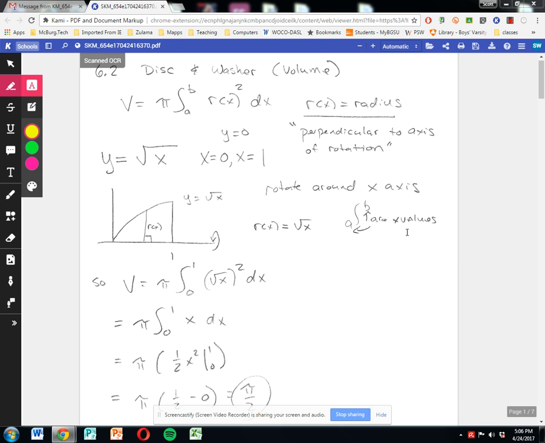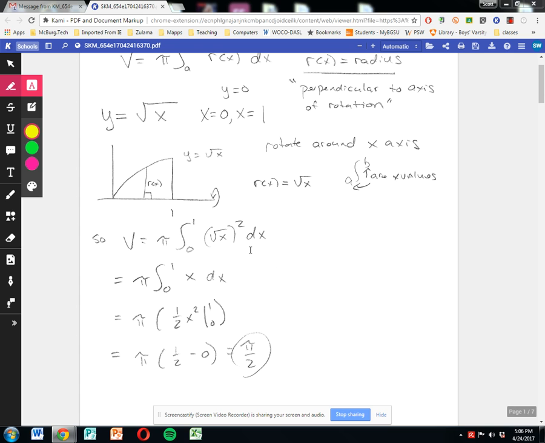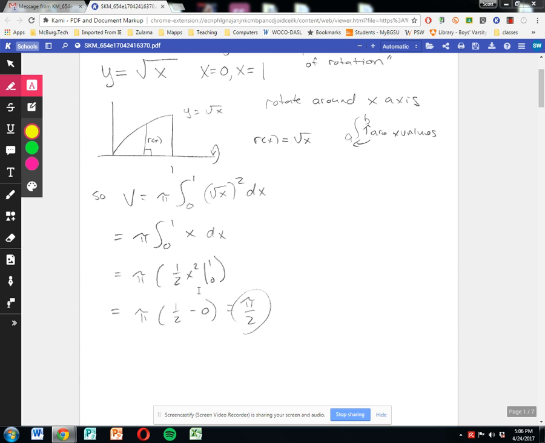A and B are both going to be x values whenever we rotate around something horizontally. These are f of x functions. F of x is equal to rad x, so the x value. So let's take a look. This is an x value of 0. This is an x value of 1. So our two bounds are 0 and 1. The function f of x is equal to rad x, so we say rad x squared. This is pi r squared. And then we just set up and solve the definite integral, and I'll leave that up to you.